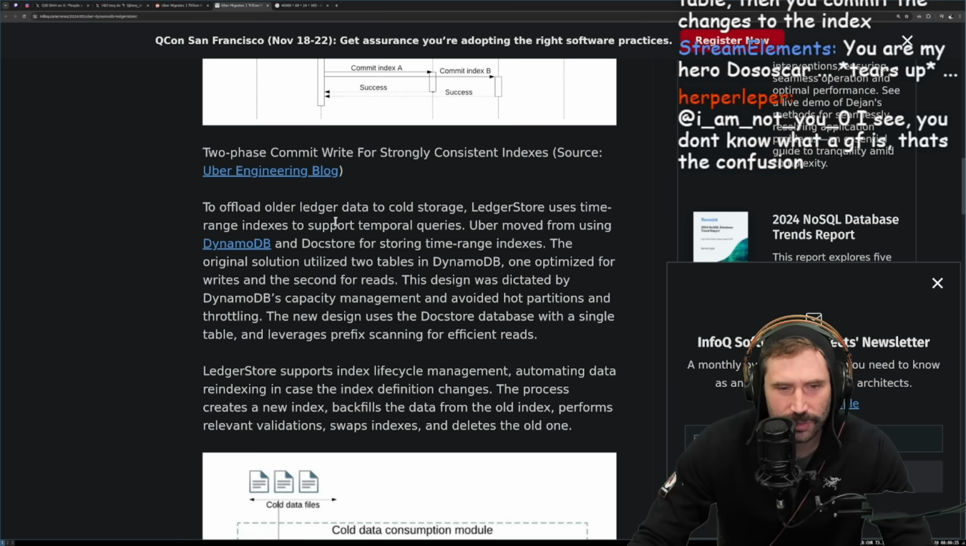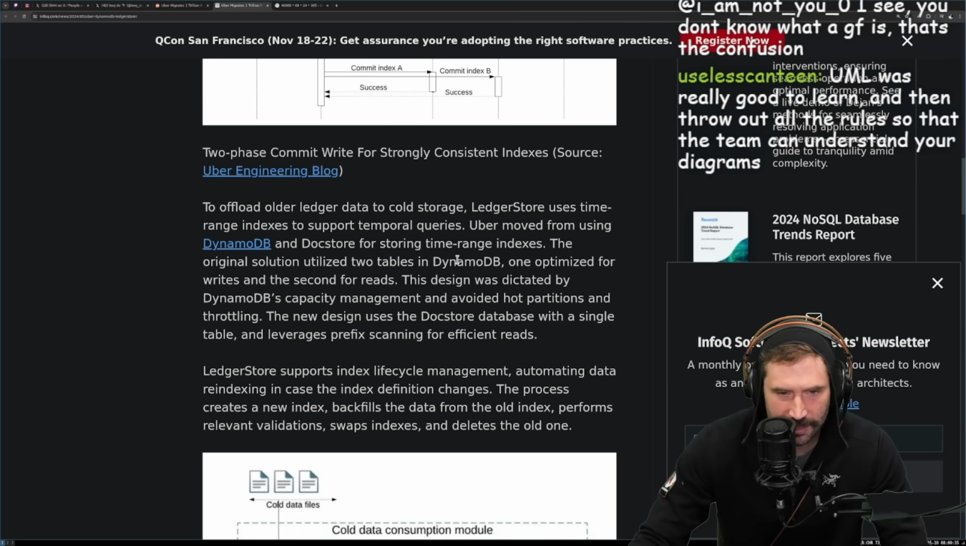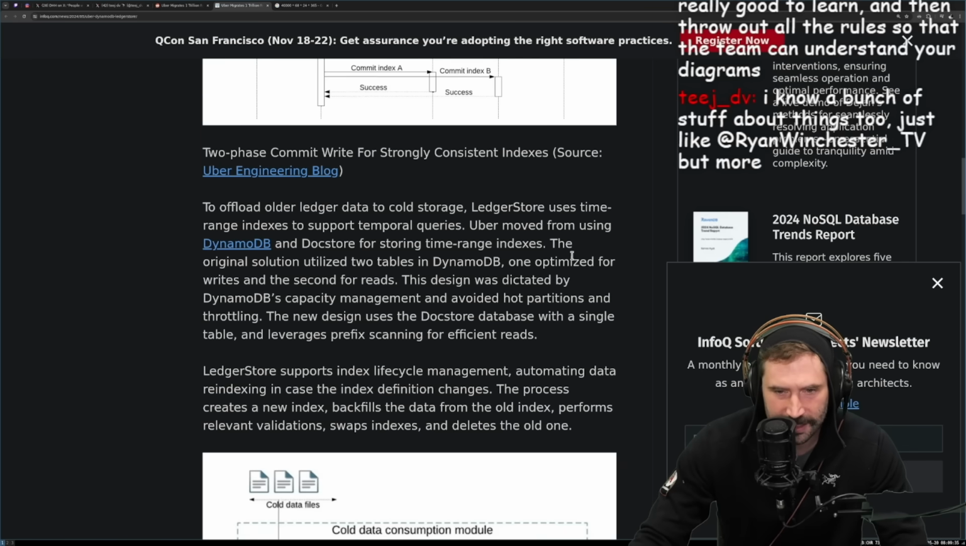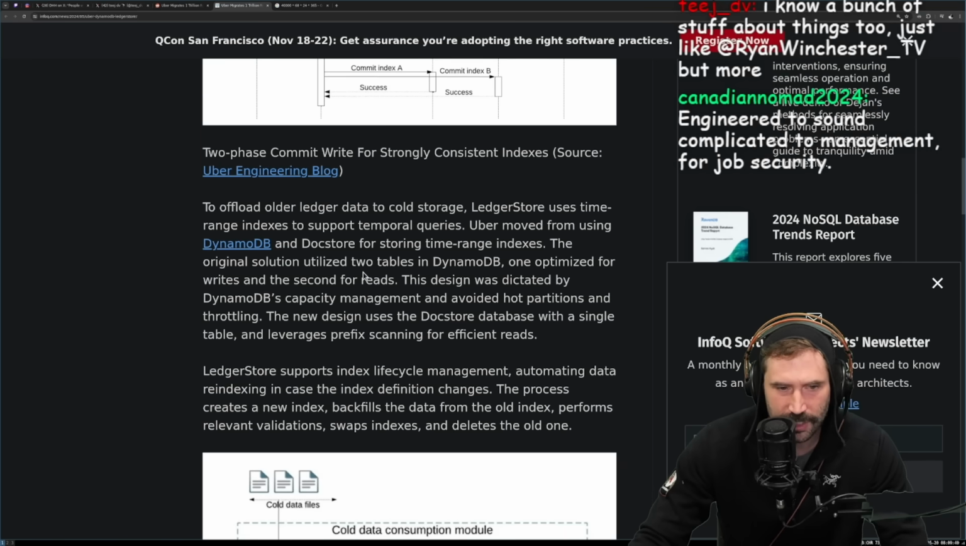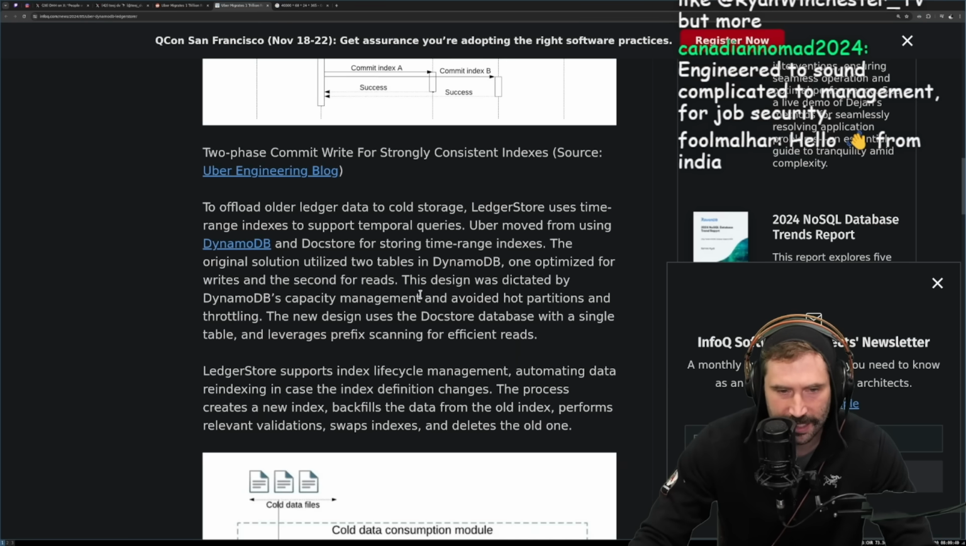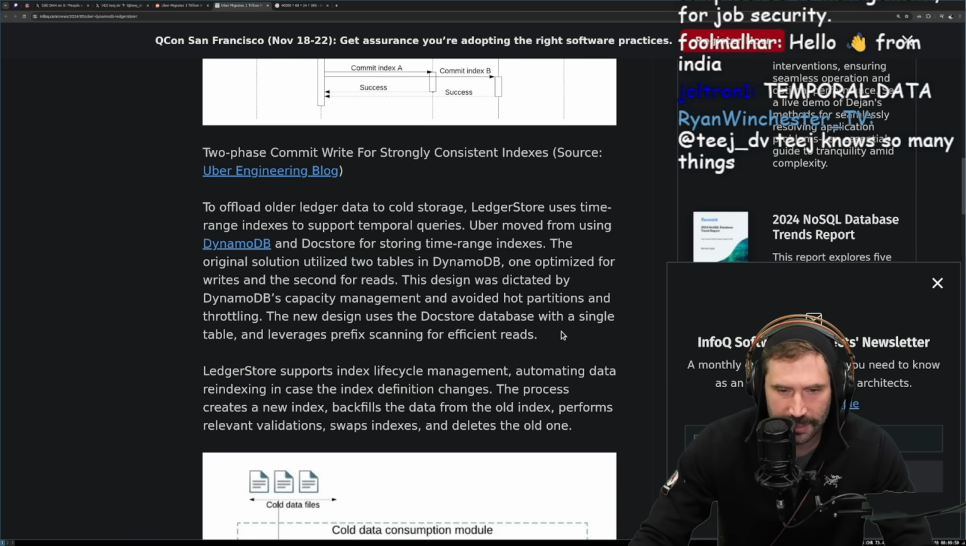Two-phase commit for strongly consistent indexes. Okay, to offload older ledger data to cold storage, ledger store uses time range indexes to support temporal queries. Uber moved from using DynamoDB and DocStore for storing time range indices. The original solution utilized two tables in DynamoDB, one optimized for writes and a second for reads. This design was dictated by DynamoDB's capacity management and avoided hot partitions and throttling. The new design uses the DocStore database with a single table and leverages prefix scanning for efficient reads.